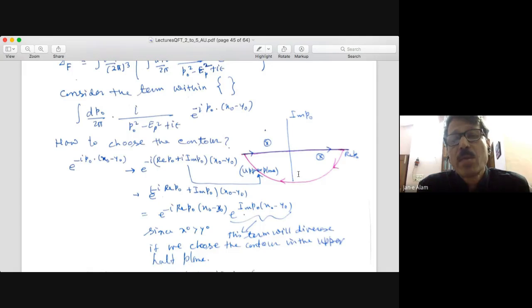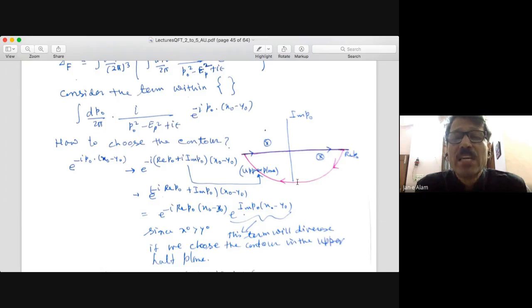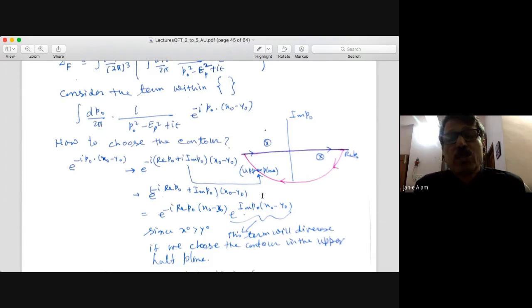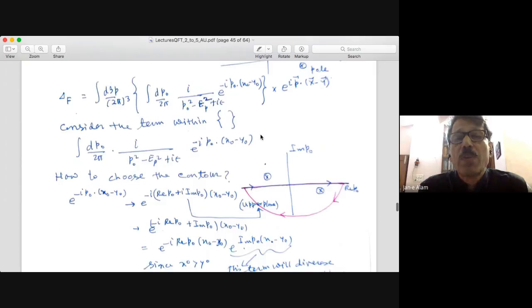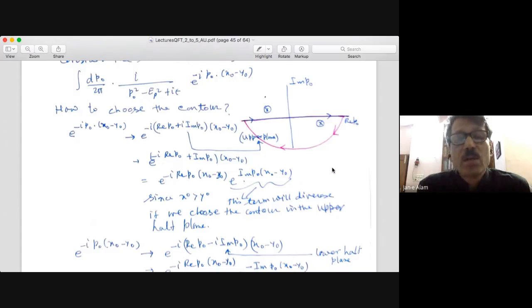So if I take the contour far away, this integral, this quantity, will diverge. But what I actually want is that the integration should only survive along the real axis. So the integrand must vanish on the other part of the contour. If I take the contour in the upper half plane, that is not happening. So I should not close the contour in the upper half plane like this. What I should do is actually take the contour in the lower half plane. Let us see whether I am correct or not.